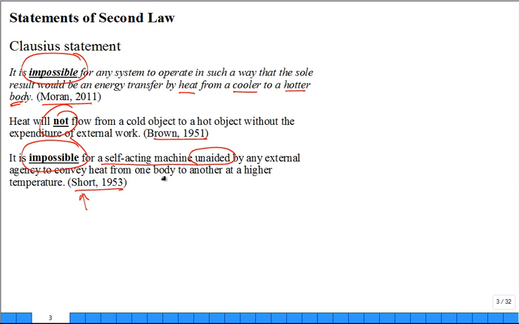That's quantifying the second law. What is the best we can do? What is the limit that we can get up to but not go beyond? Where is it now impossible?